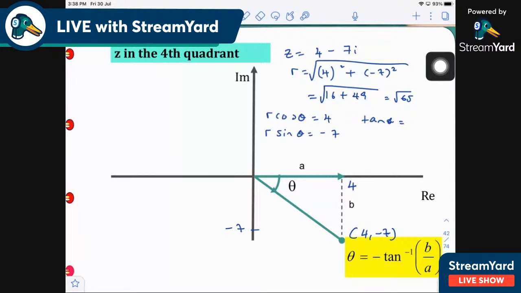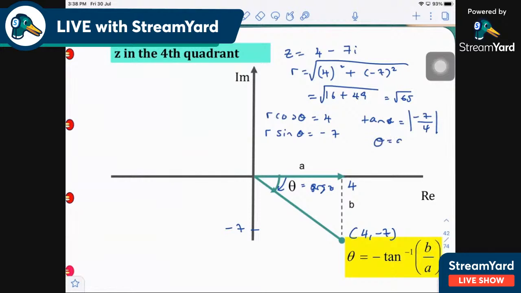Can you please give me the answer? I expect the answer from you. Anybody? Shift tangent 7 over 4. So I know your calculator mode is correct. 1.05. Yes, correct. 1.052 radian lah.